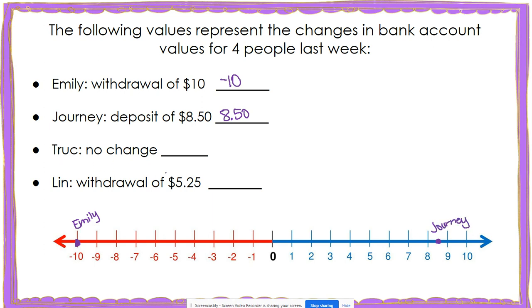Truk had no change in their bank account. Because the bank account did not change, we're going to use the number 0 to represent the change in the account. So I'm going to go to 0 and put my point and label this with Truk.